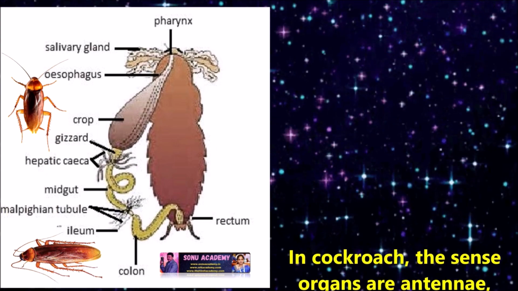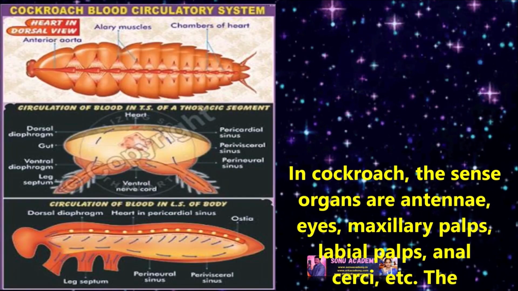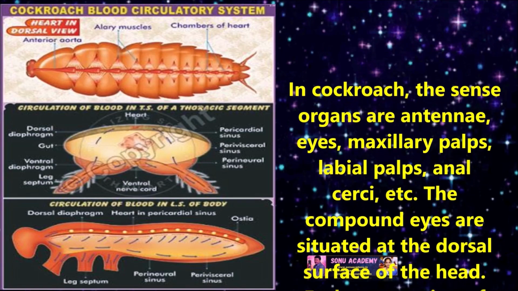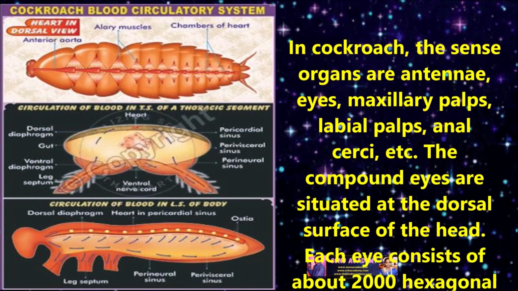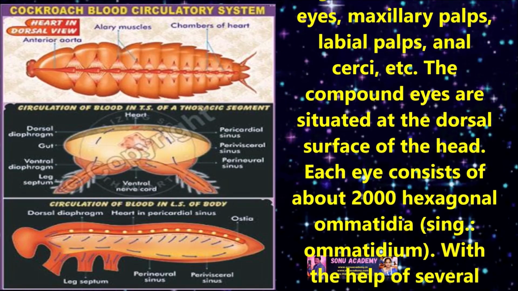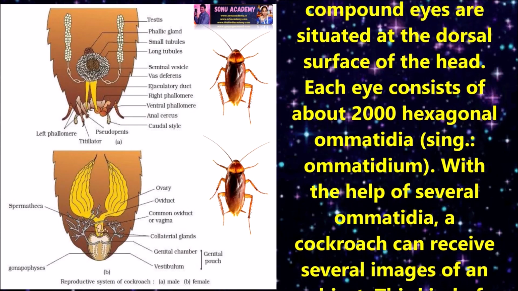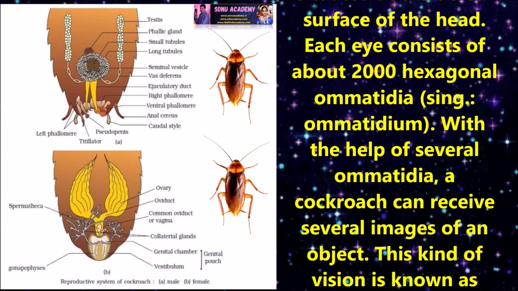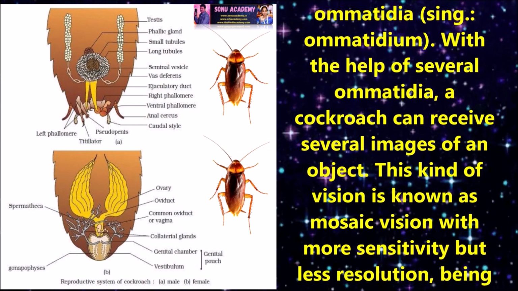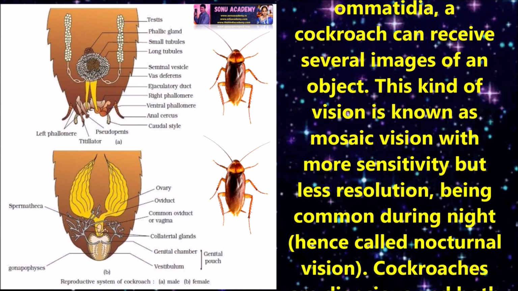In cockroach, the sense organs are antennae, eyes, maxillary palps, labial palps, anal cerci, etc. The compound eyes are situated at the dorsal surface of the head. Each eye consists of about 2000 hexagonal ommatidia. With the help of several ommatidia, a cockroach can receive several images of an object. This kind of vision is known as mosaic vision, with more sensitivity but less resolution, being common during night.